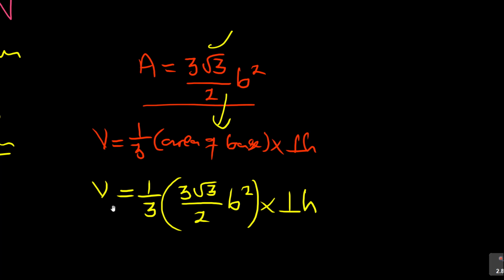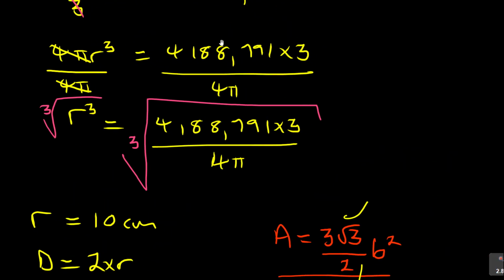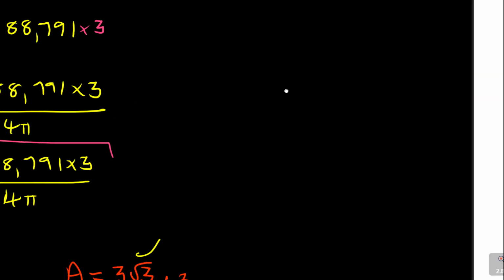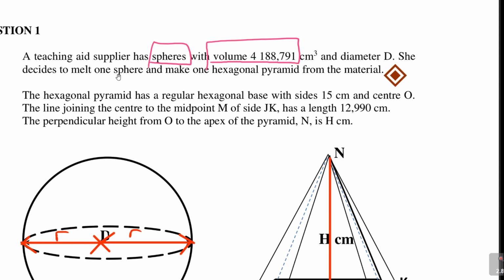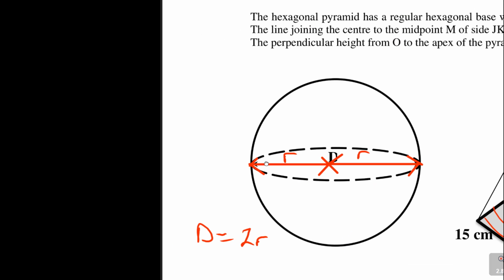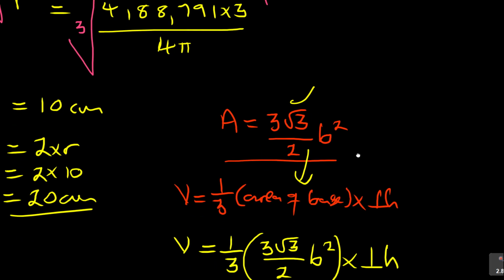But the good thing is I know the volume. They gave me the volume, and what was the volume? There is the volume, 4,188.791. Why? Look at this. They said she decides to melt one sphere to make a hexagonal pyramid. So if you're melting, it means the volume won't change. So that's the tricky part. The volume is maintained.